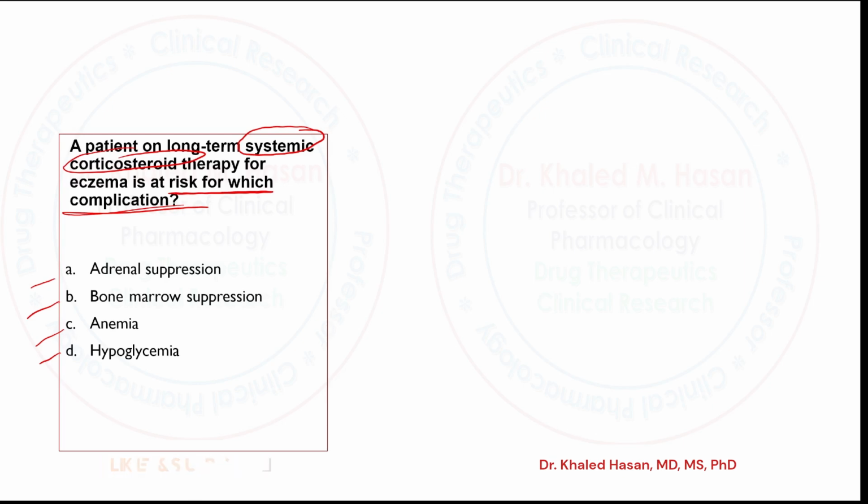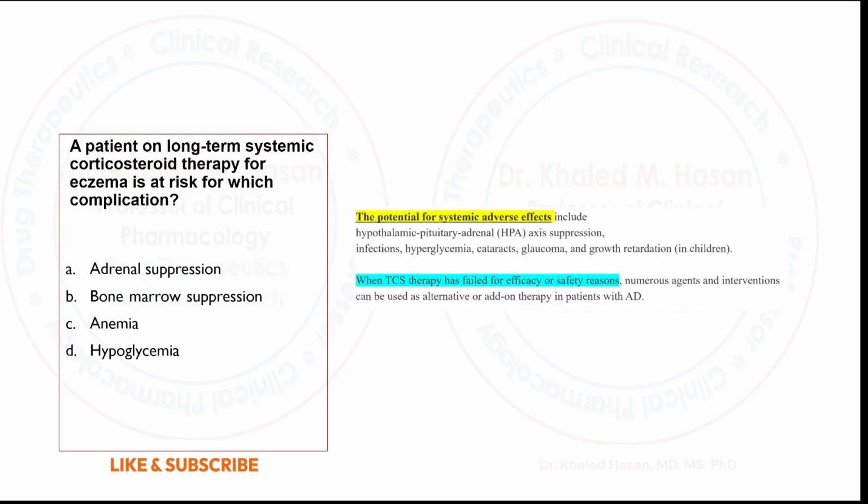Long-term side effect of glucocorticoids from this list here. As you can see here, a potential systemic side effect will be suppression of the hypothalamus pituitary adrenal gland. So the result will be adrenal suppression. So the long-term complication of treatment with systemic cortisol will be adrenal suppression, or hypothalamic pituitary adrenal HPA axis suppression.